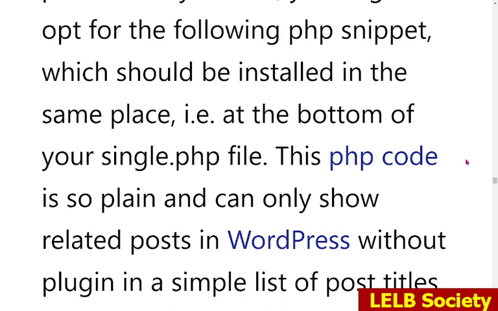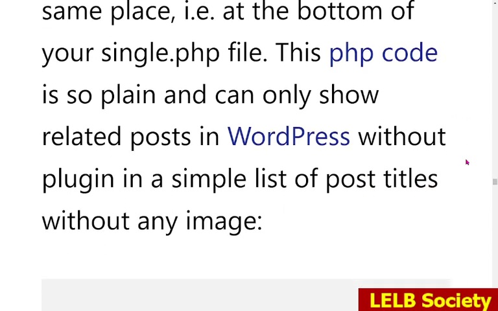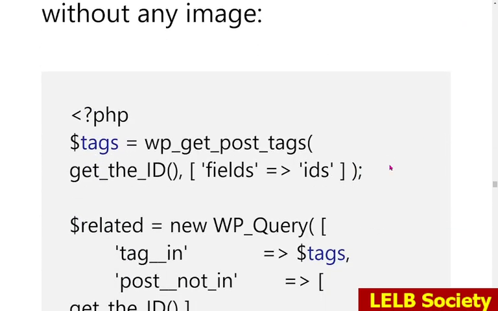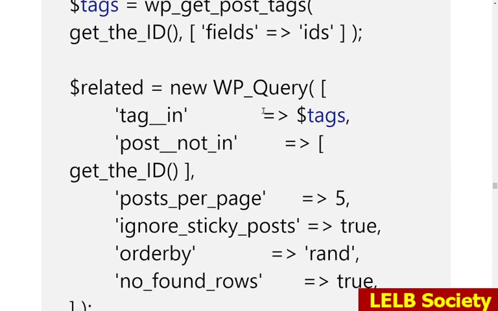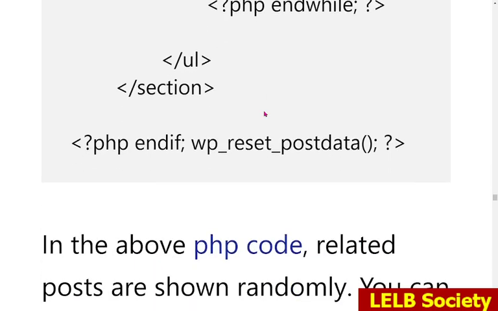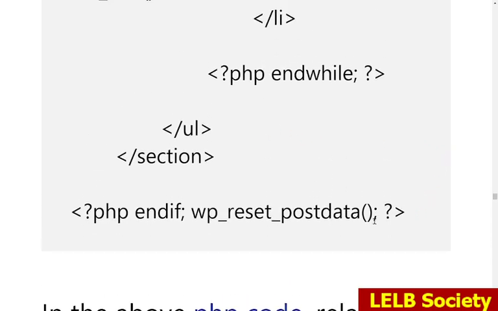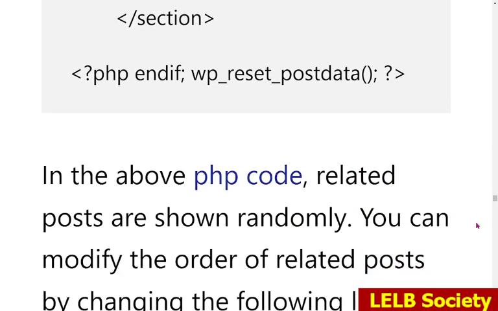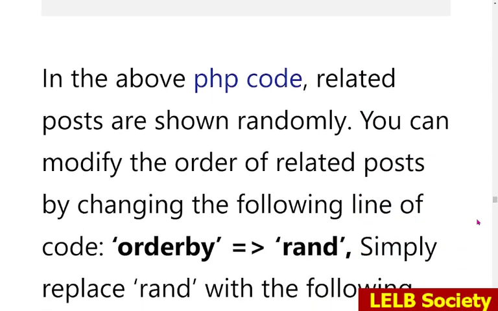So this PHP code is so plain and can only show related posts in WordPress without plugin in a simple list of post titles without any image. So here it is, and you need to accurately copy and paste this code and add it to the end of your single.php file.